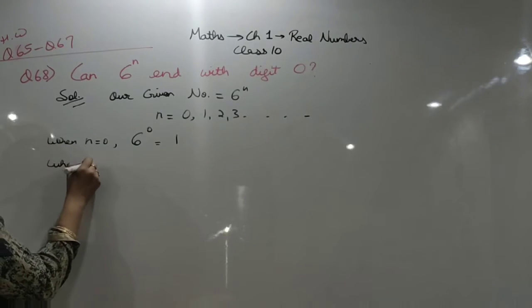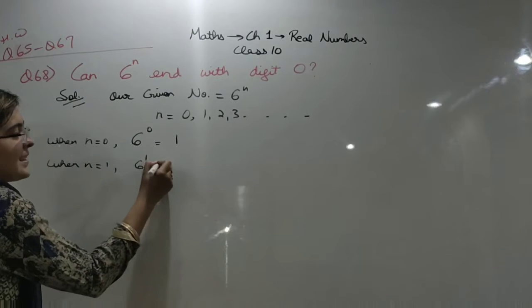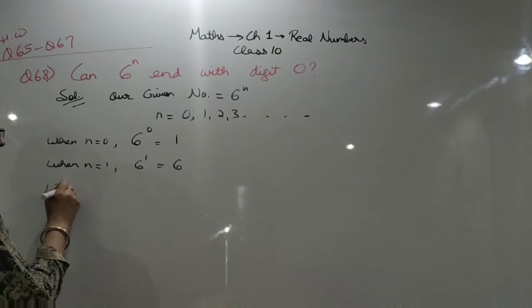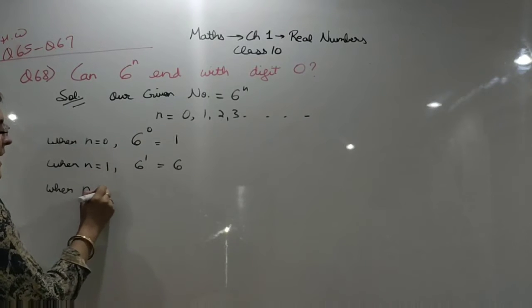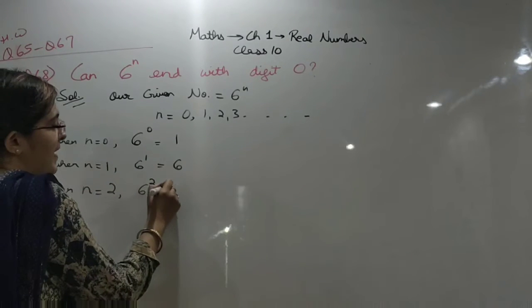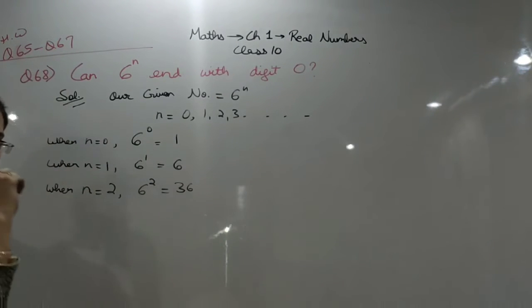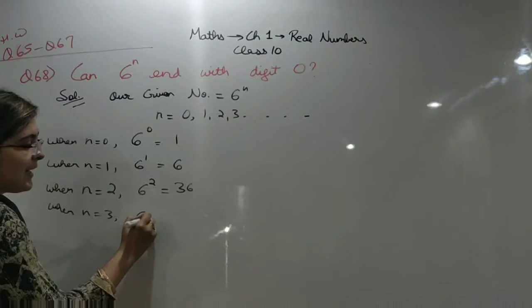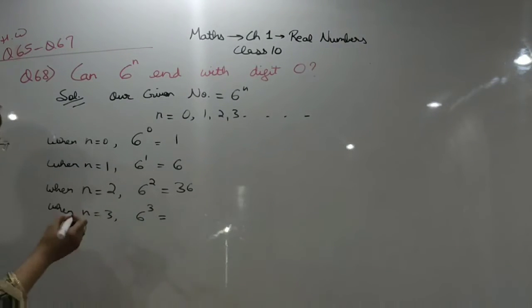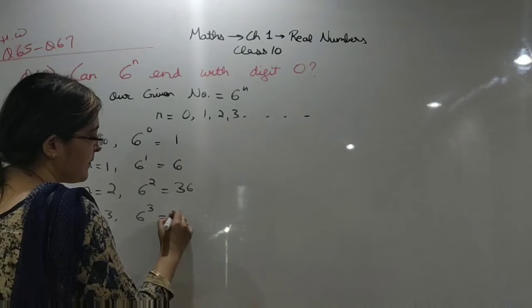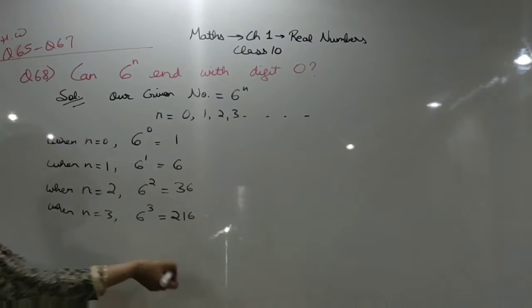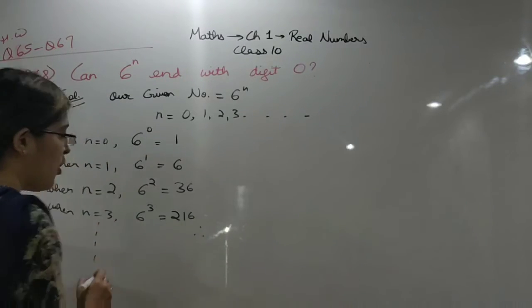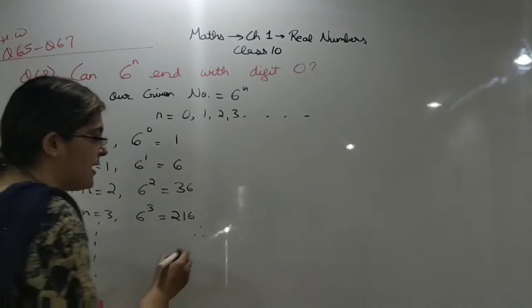Then when n is equal to 1, what we will get? 6 to the power 1, 6. Then when n is equal to 2, 6 to the power 2, 36. Okay, when n is equal to 3, what we will get? 6 to the power 3, what we will get? 216. That means it is never ending with 0. Therefore, it will go on up to any number you can go.